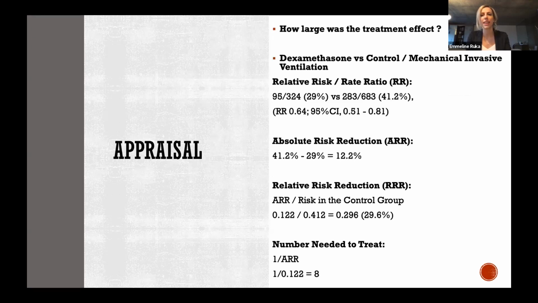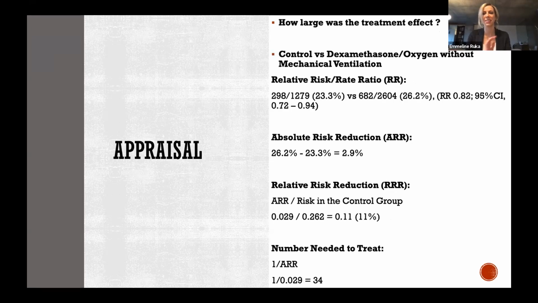But if you see, the dex versus control in the mechanical invasive ventilation group had an absolute risk reduction of 12.2% with a relative risk reduction of 30%, and a number needed to treat of only 8. Again, you need to treat 8 patients with dex for 7 days to save a life, according to the study. So that's good, especially since we know the steroids and the consequences, the side effects of the steroids, and it's not that bad a drug.